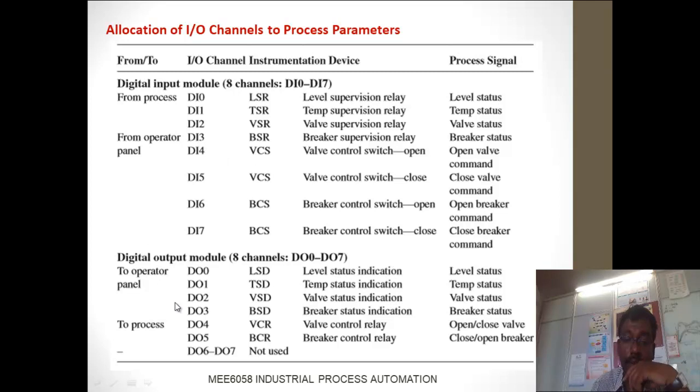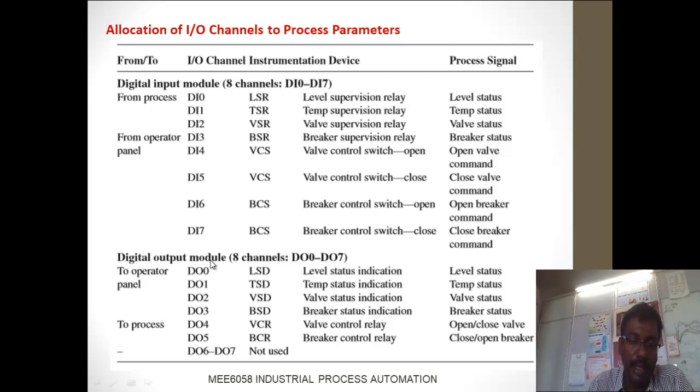If you come to outputs, level status indication, temperature status indication, wall status indication, that indicates digital output 0 to 2. Remaining channels are dedicated for the remaining process. Like that, we have to categorize the input module and output module with respect to the IO channels. For example, you have 10 IO channels, 2 channels dedicated for one purpose, 2 channels for another purpose. Here, 3 channels are dedicated for the process, and the remaining channels for operator panels.